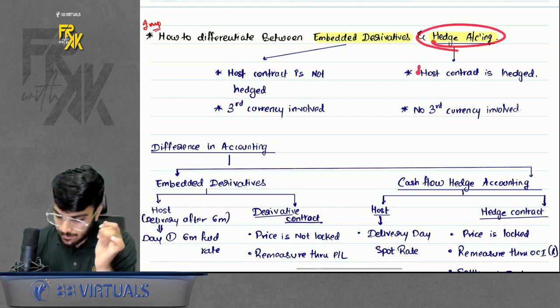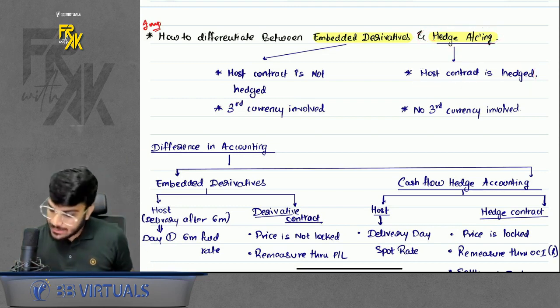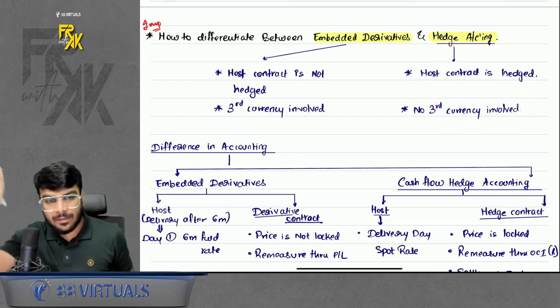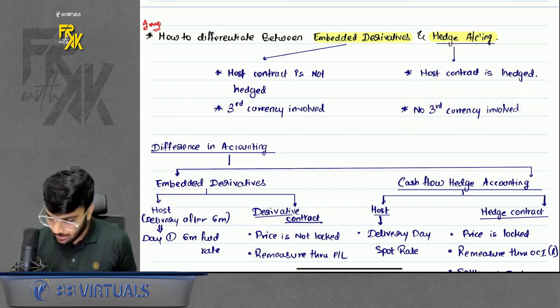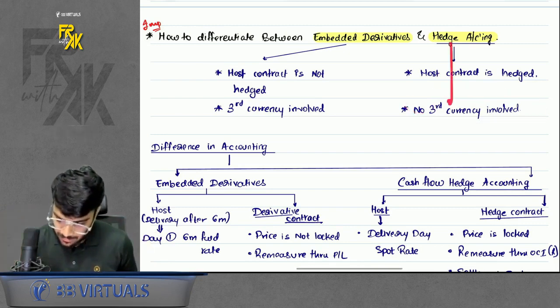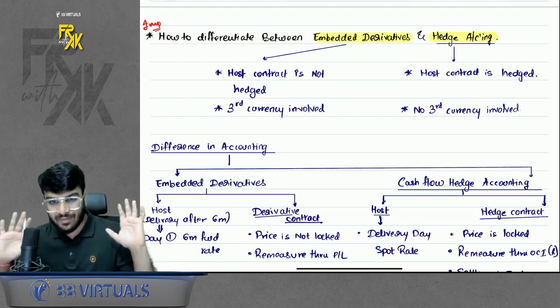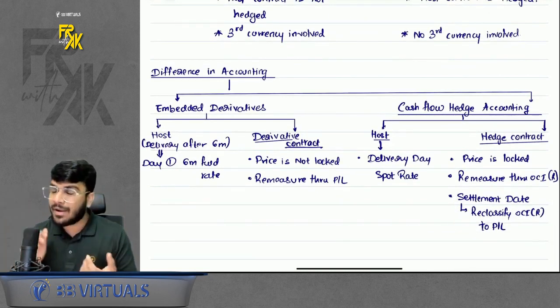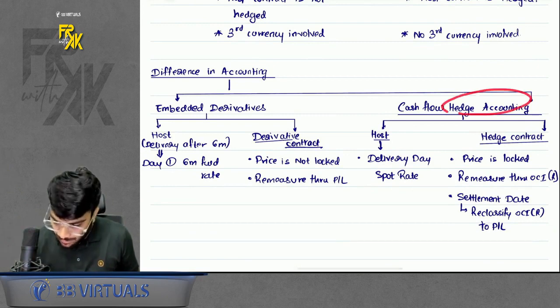In hedge accounting, first of all, the host is hedged. Second, there is no third currency here. If I am selling to a US company, we are dealing in dollars only. Okay, so third currency not there. Either dealing in the currency of buyer or in the seller. So no third currency is there. So bifurcation, you got it. How to identify the question? Okay. Now, accounting can also create confusion because in embedded we are recording at forward rate. In hedge we are recording at a spot rate.